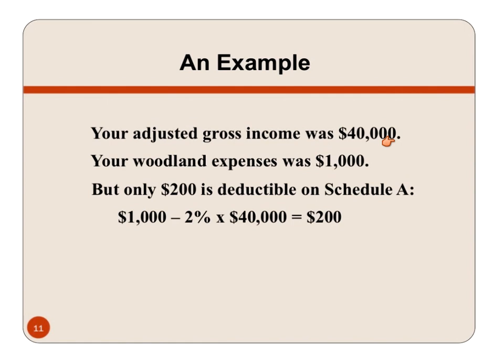$40,000. Your woodland expense was $1,000. Now, can you deduct that $1,000? Yes, you can, but when you put that $1,000 on Schedule A and go through the calculation, only $200 can be deducted. So 2% times your AGI, in this case $40,000, is $800, and that gives you a $200 deduction. Now, if your AGI is $50,000, then your deduction here would be 0. So just remember that this is one of the distinctions between investment property and business property. With business property, you can deduct the expense in full, but you also have the restrictions of the passive and hobby loss rules.